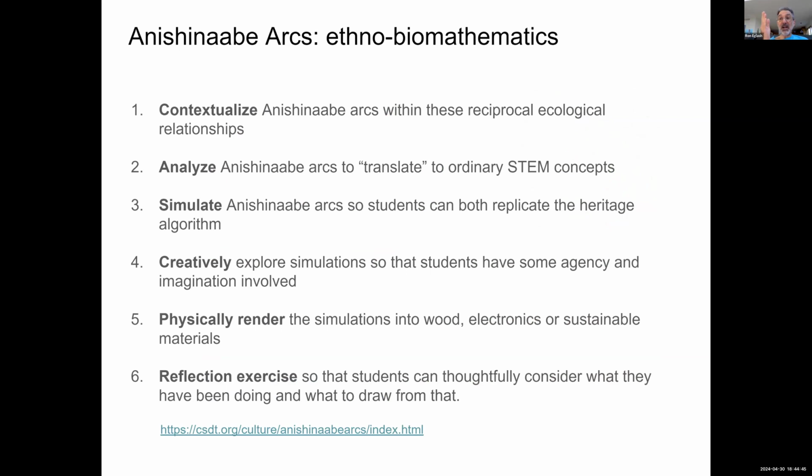All right, so to summarize, we contextualized Anishinaabe Arcs with this reciprocal ecological relationship. We analyze so we can translate between the indigenous way of thinking about it and the contemporary STEM classroom. We provide these simulation tools, both so they can replicate the heritage algorithm, and so they can creatively explore it, right, and have their own agency involved, and then physically render them, and then finally do some thinking, some reflection.